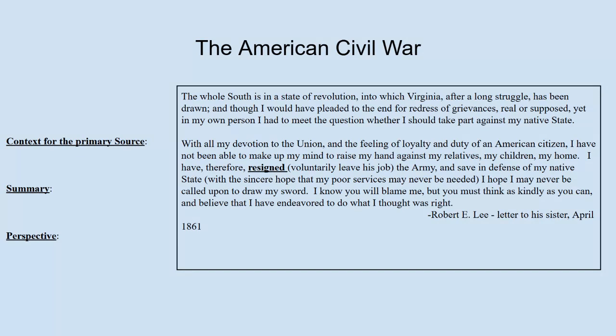So, context for the primary source: right before the outbreak of the Civil War, he's writing to his sister, so keep those things in mind. Summary: he's torn about what he should do. He finally makes up his mind, but he's not loving it. It's a really hard decision for him to make because he has to leave his job, his career in the U.S. Army, and then join up with Virginia. And he's only doing it because he can't fight his relatives. He can't fight against his kids. He can't fight against his home.